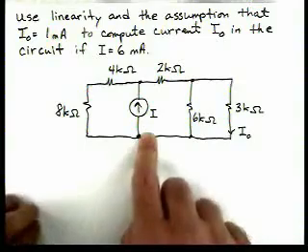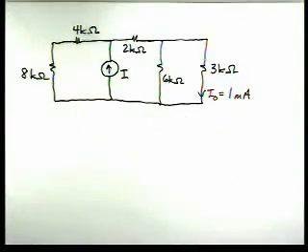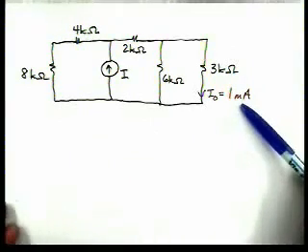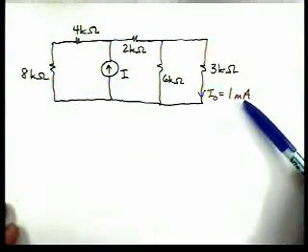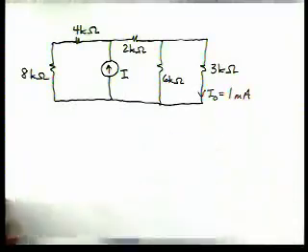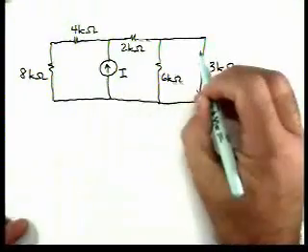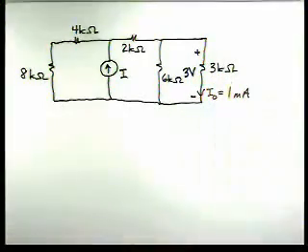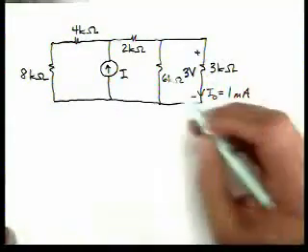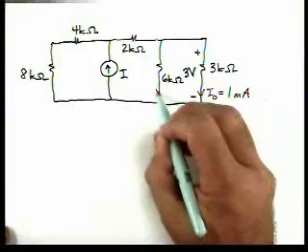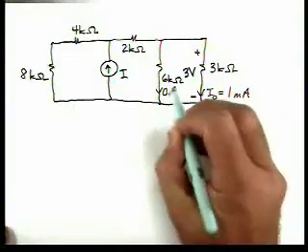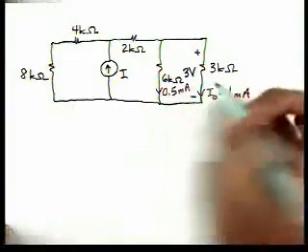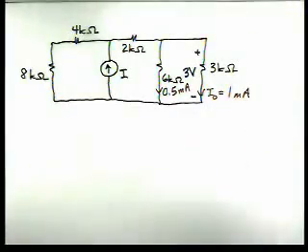So to start, here's our circuit. We're going to start off with I0 is equal to 1 milliamp, and what we're going to do is we're going to work back toward I. So by Ohm's law, this voltage is 3 volts, and that's the same as the voltage across this resistor. So by Ohm's law, then we know that the current flowing through that resistor is 0.5 milliamps.